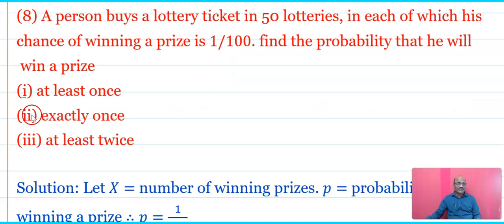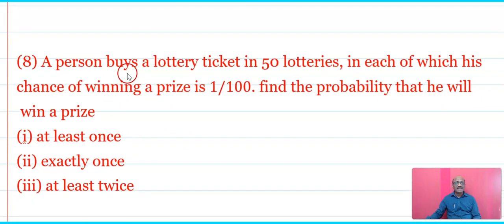Now we will go to the lottery tickets. A person buys lottery tickets in 50 lotteries, in each of which his chance of winning a prize is 1 upon 100. Find the probability that he will win a prize: at least once, exactly once, at least twice.